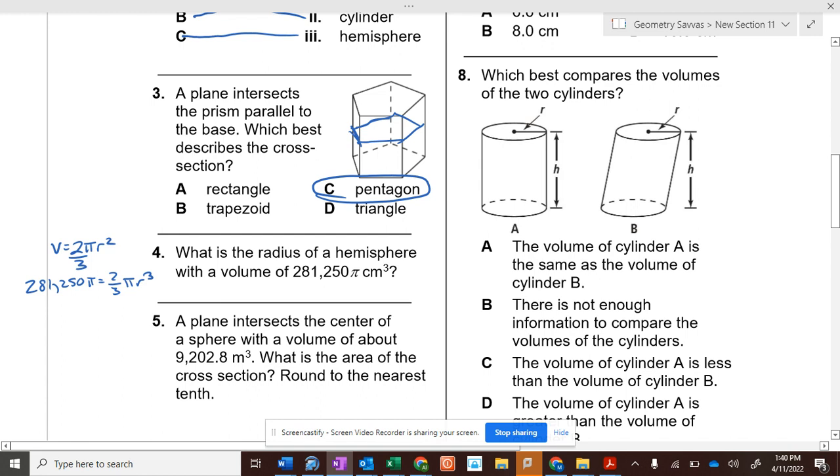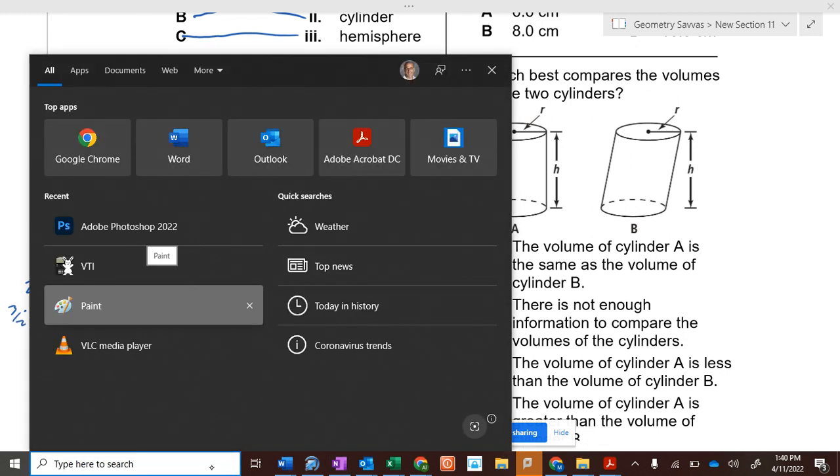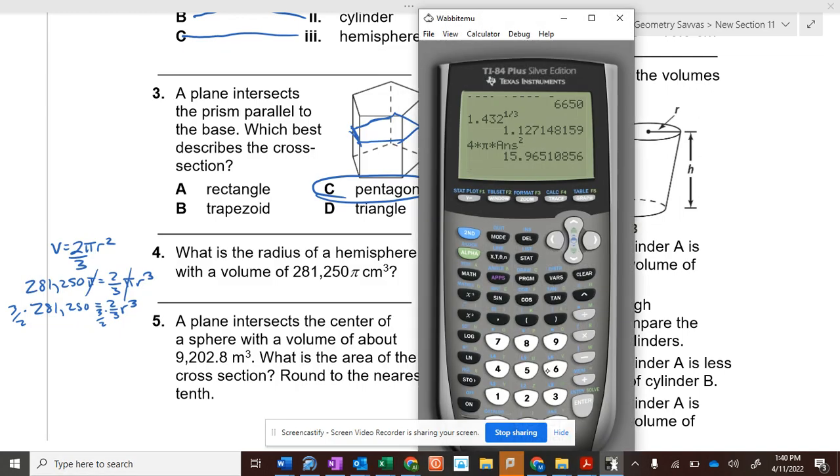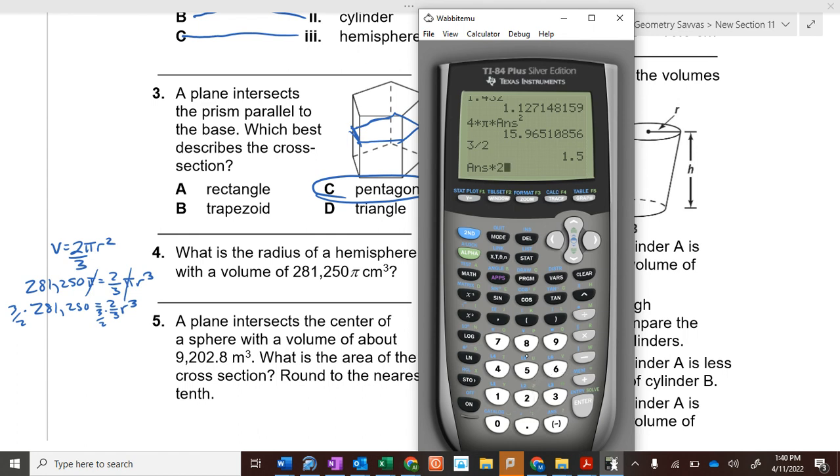What can I do to each side to solve for r? Get rid of pi's. Okay? So 281,250 equals 2/3 r cubed. So you multiply by 3/2. And with your calculator, you take 3/2 times 281,250. And you get 421,875.